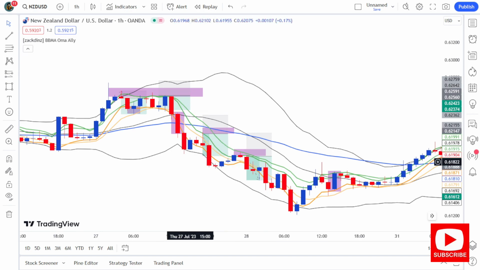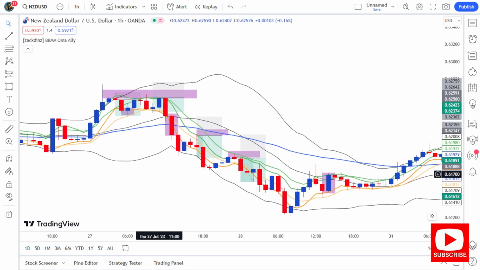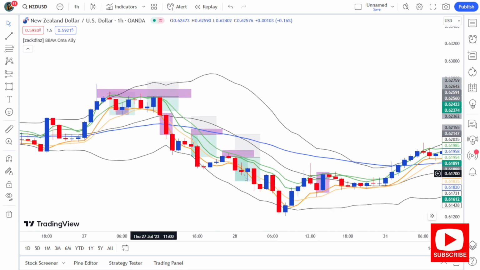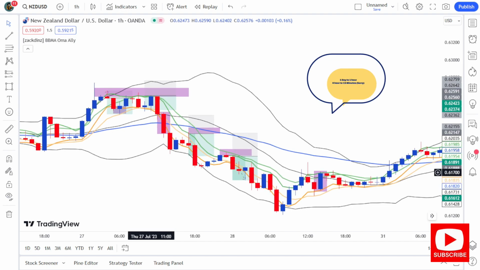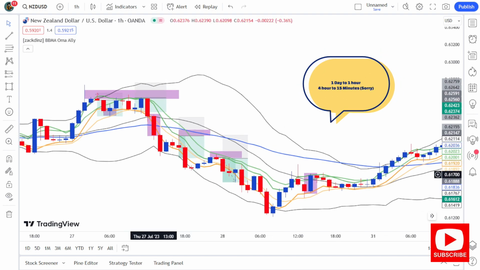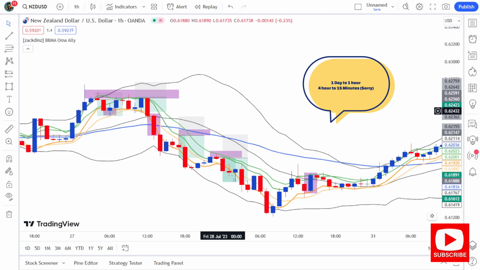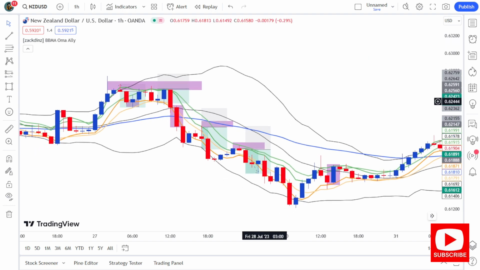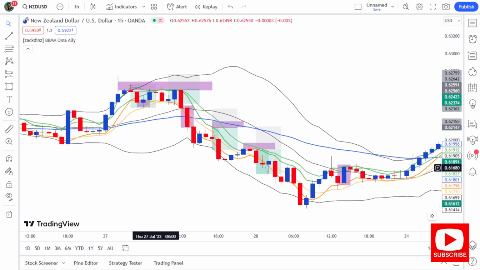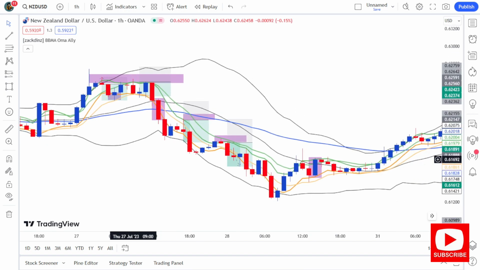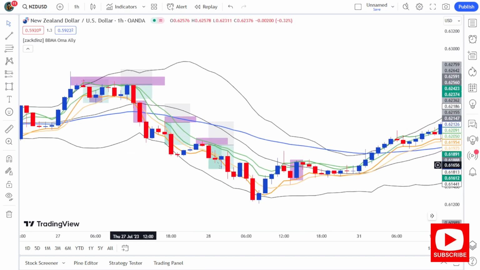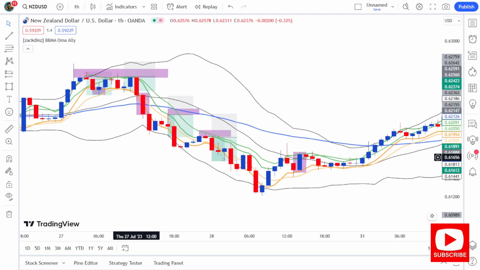If you can analyze from the daily to the 1 hour or the 4 hour to the 15 minute, it is going to be a very, very good way to understand and know market trends. It will also give you better entry signals, and it is very, very good for taking precise trades.